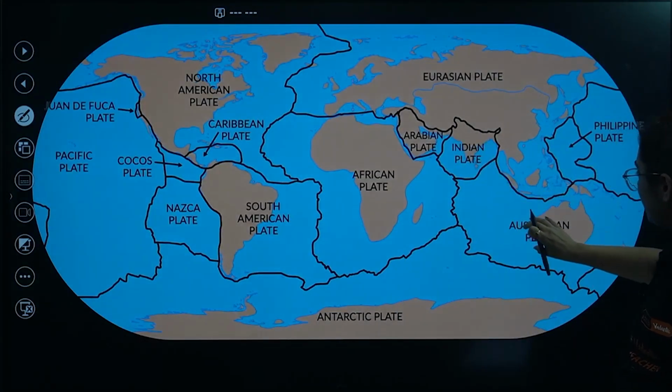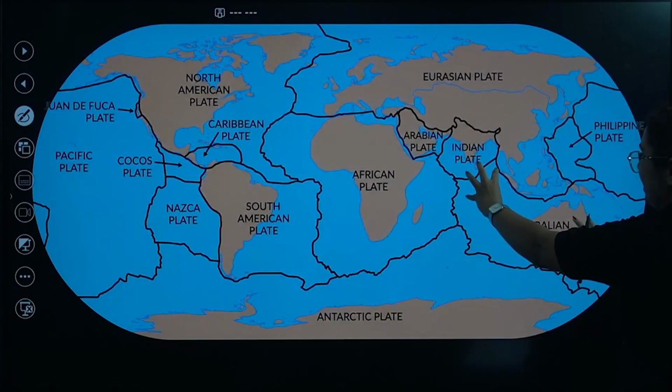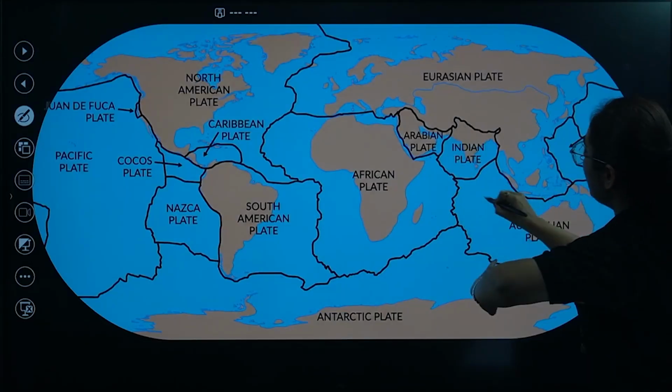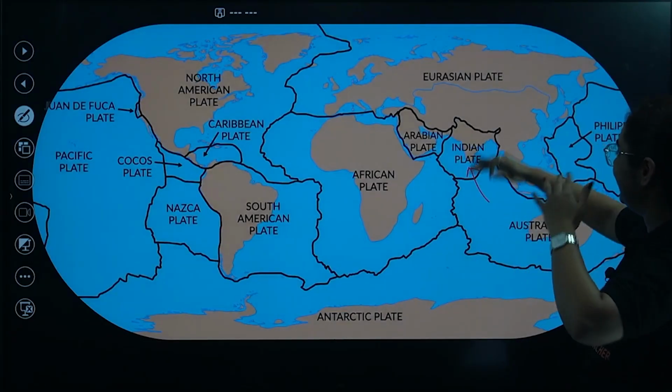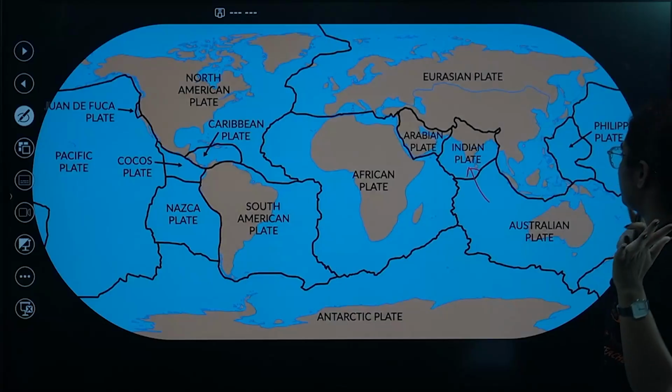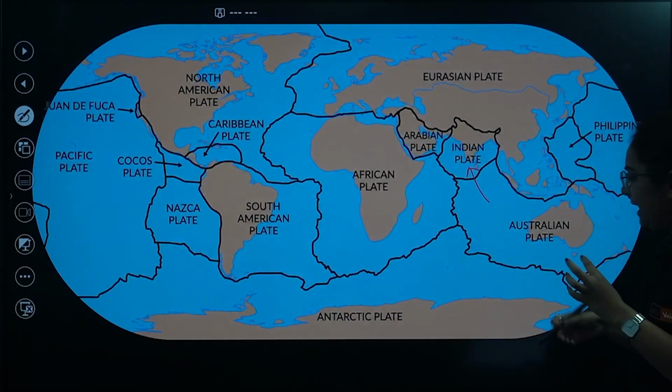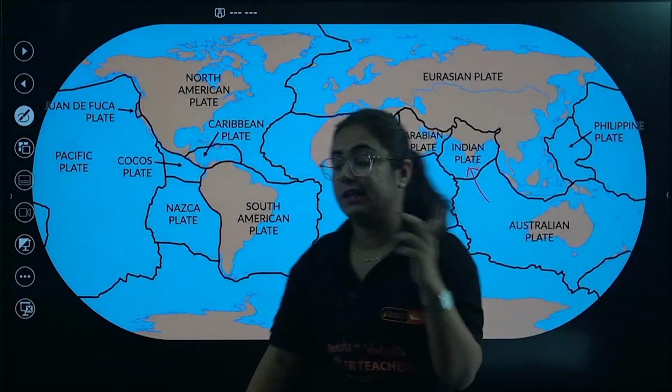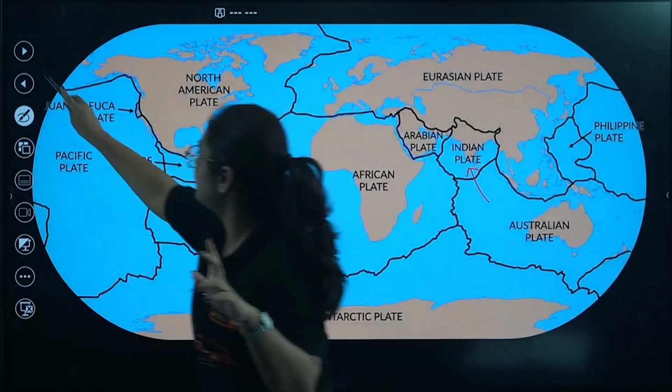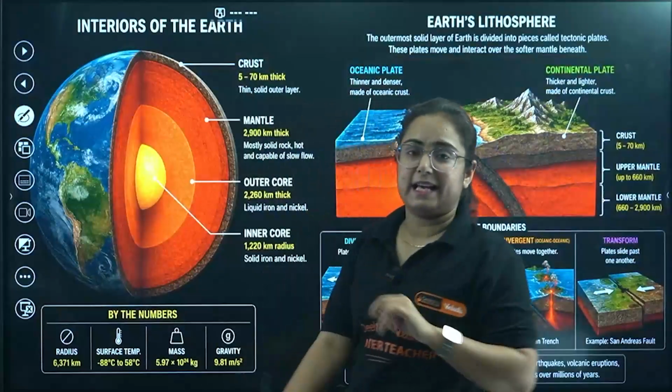The Indian plate was first joined with the Australian plate. It moved to the northern area and got attached with the Eurasian plate. Here we have the Philippine plate. Now in the south we have the Antarctic plate, etc. And this is how the theory looks.